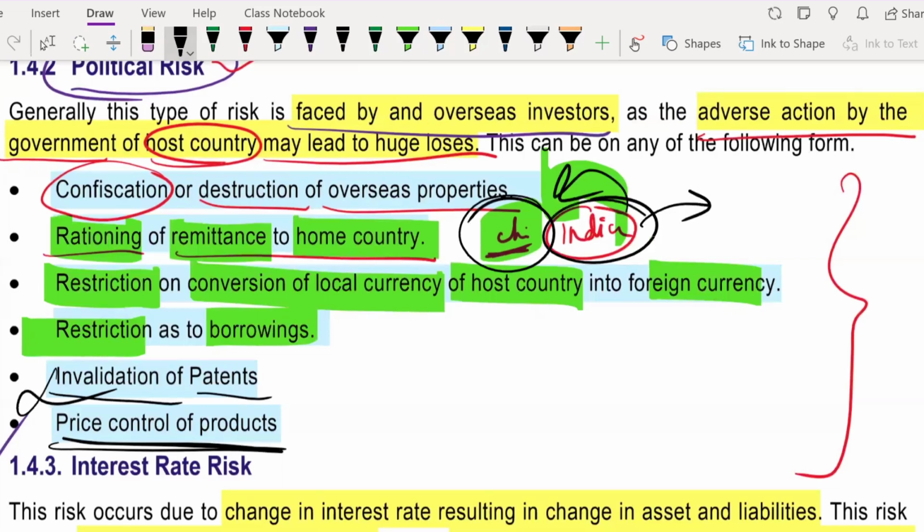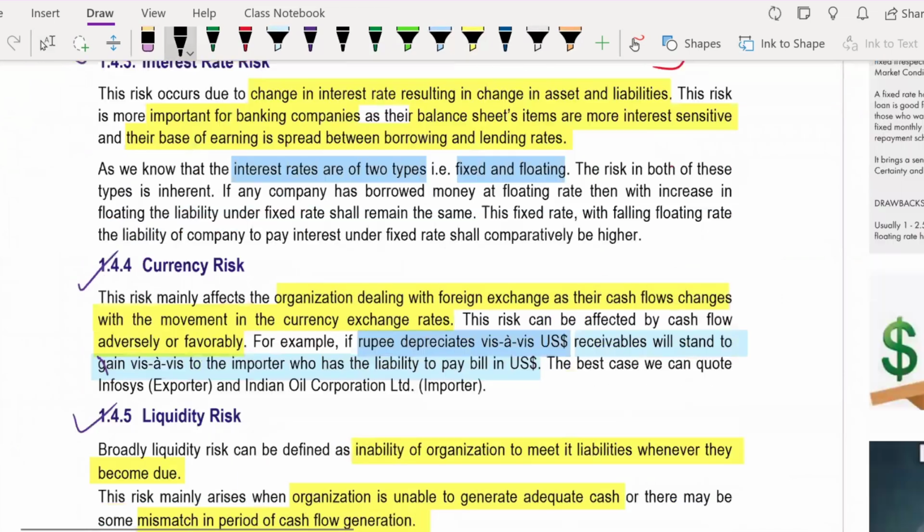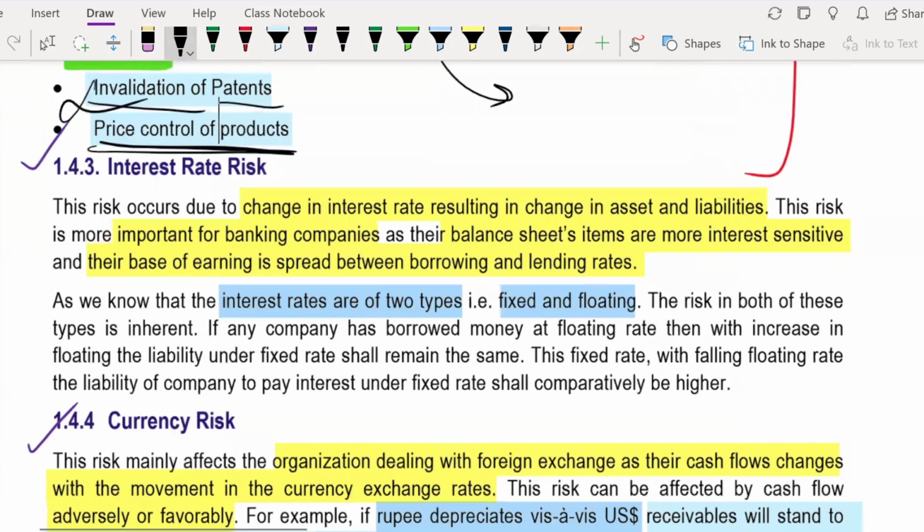And the final one is price control of products. To help the domestic players, the Indian government can put a restriction on these Chinese players that you have to keep a price above a certain level. You cannot keep a product's price below 50 or below 20 or something like that, so that the domestic players are not affected because of this. So these are the different political risks which you can face when you are investing or going into some other foreign country.